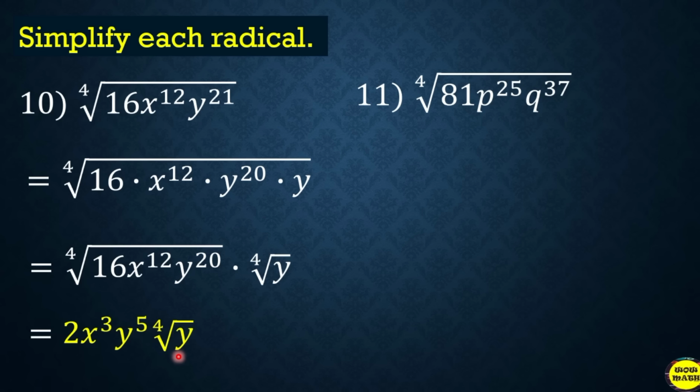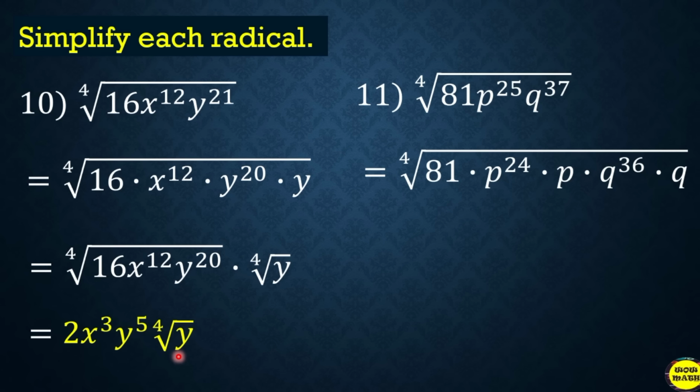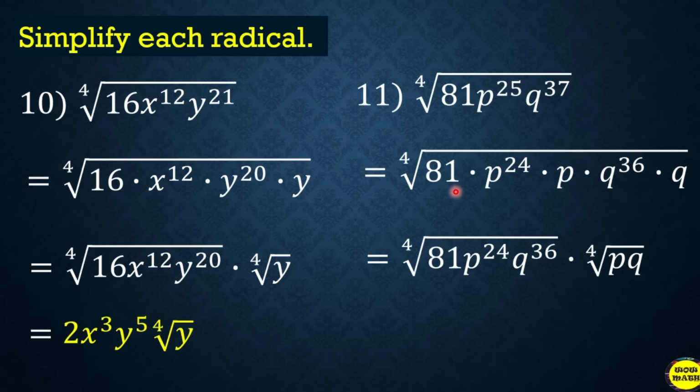So, sa 81, paano natin makakuha yung fourth root ni 81? So, hanap tayo. Sa 81, okay, pwede natin makuha si 3, kasi 3 times 3, 9. Times 3, 27. Times 3, 81. So, yung fourth root ni 81 is 3. And then, ang pinaghiwalay lang natin dito is yung 25 saka yung 37. So, 24 saka ito, 36 saka yan.